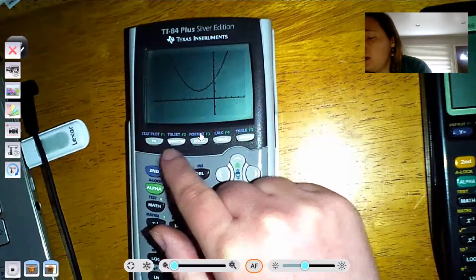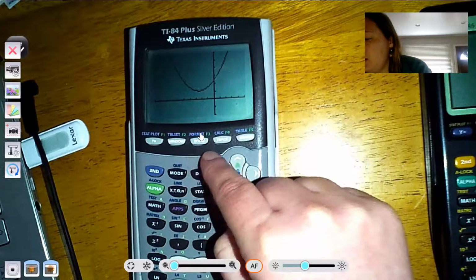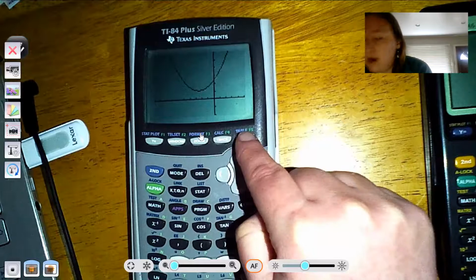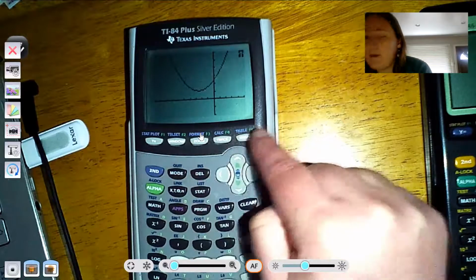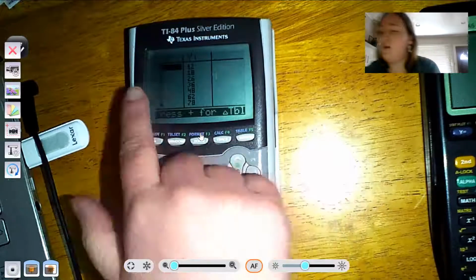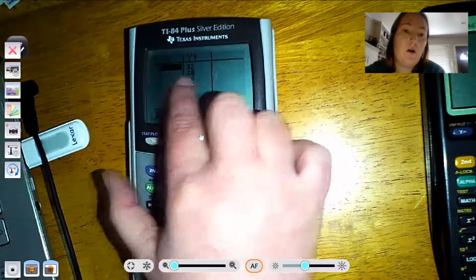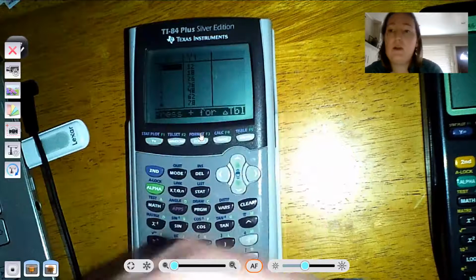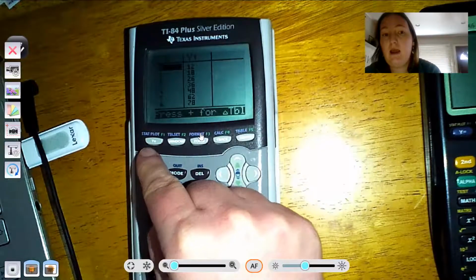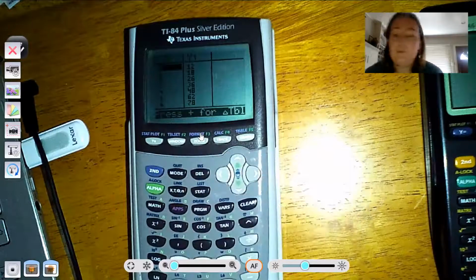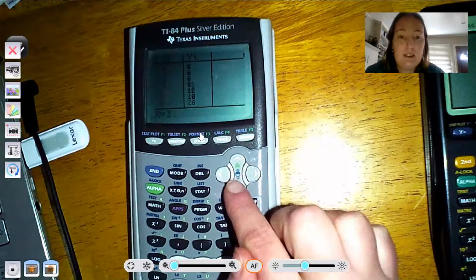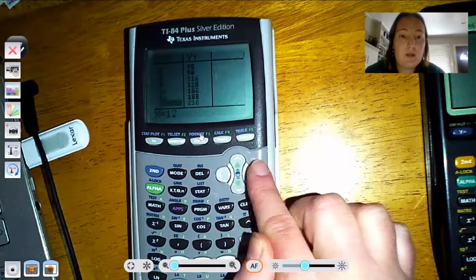The next thing I want to show you, so that's a window in Zoom, is the table. So second graph gets you the table. So this is you having an input of 0, an x of 0, and the y would be 12. So this is another way you can also evaluate functions at certain values. You just type it in and then have the x. And you can scroll up and down to see different inputs and their corresponding outputs.